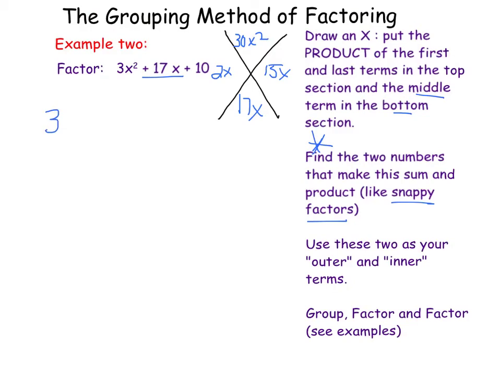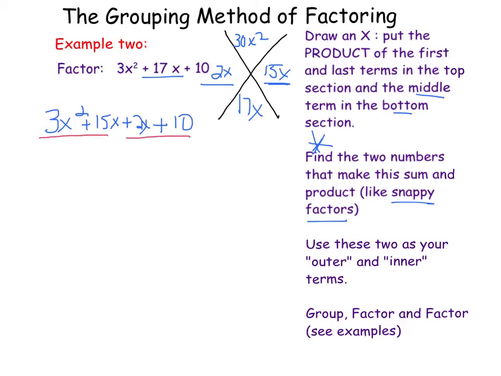So I'm going to rewrite my first term, and I'm going to rewrite my last term. And I'm going to make a wise choice, and it doesn't matter, but I'm going to put my 15x with this, because it looks like there's a lot to factor out. And I'm going to put my 2x with my 10. Again, you can get the correct answer regardless. All right, so now we use these as our outer and our inner. So we're going to group and then factor.